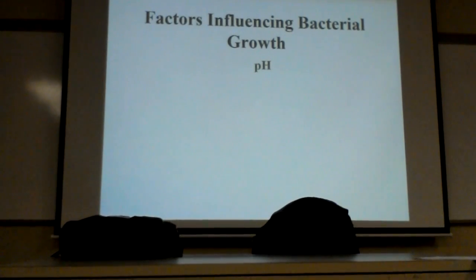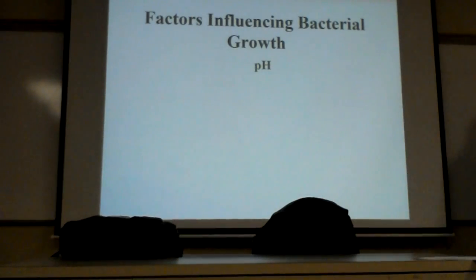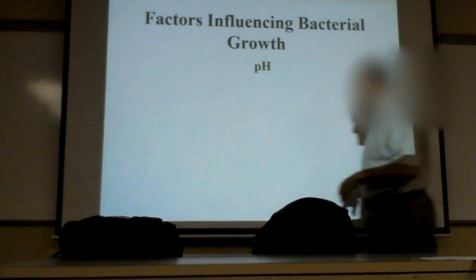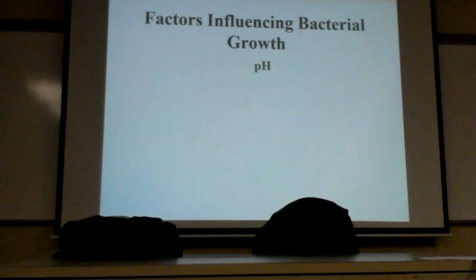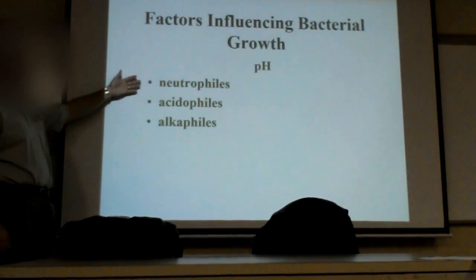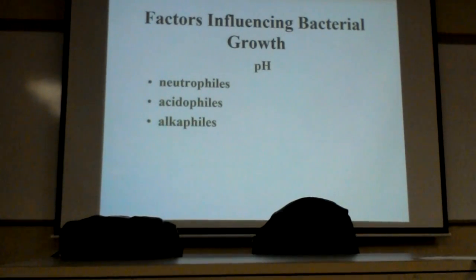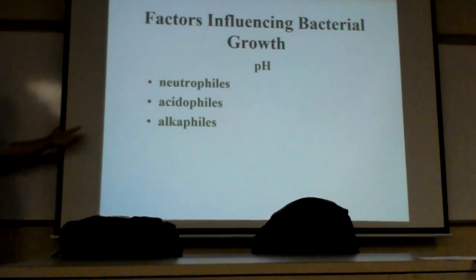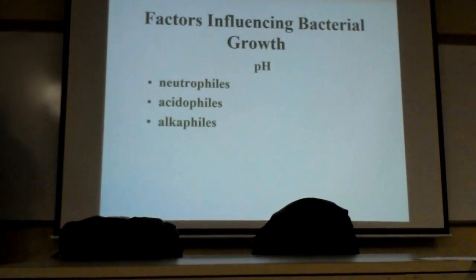We also can have organisms affected by the pH. Depending on the pH, some are adapted to high pH, some are adapted to low pH. And not a big surprise, we've got three of these. What pH do you suppose the neutrophiles like? 7. They're around neutral, 7-ish, and they're happy. We have acidophiles that like it more acidic.